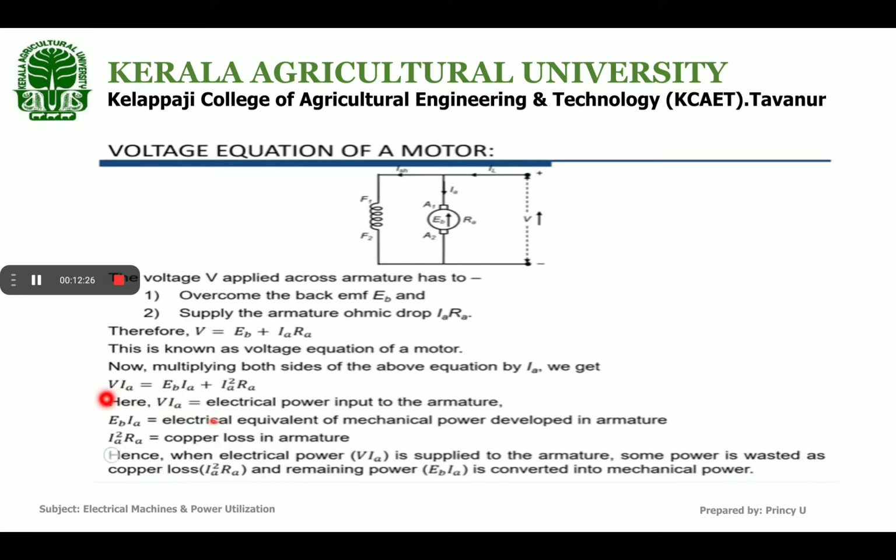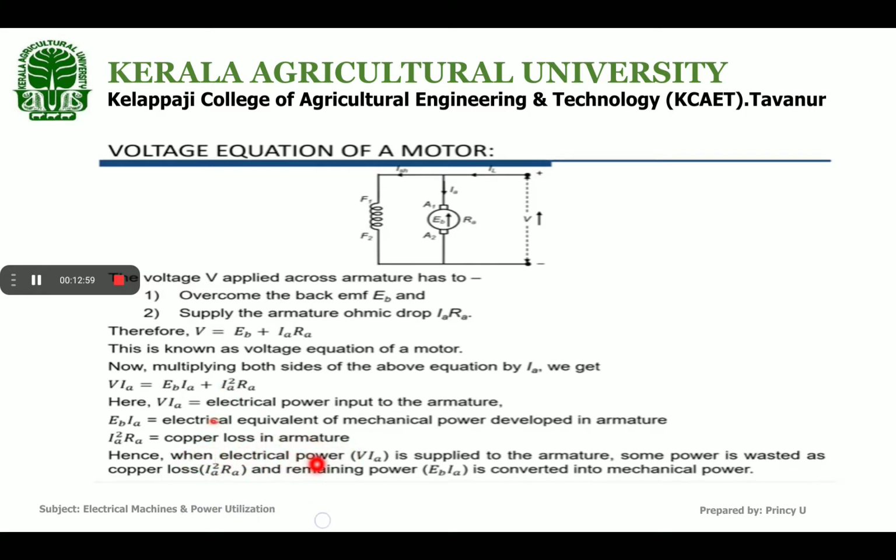VIA is the electrical power input to the armature. So V is the input voltage and IA is the armature input current. So V into IA is electrical power input to the armature. And what is EB into IA? That is electrical equivalent of mechanical power developed in armature. And IA square RA, we know that I square R loss, means it is a copper loss in armature.